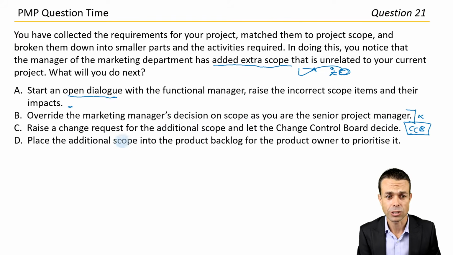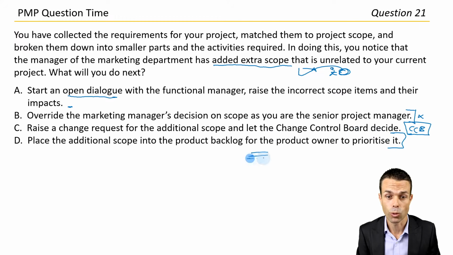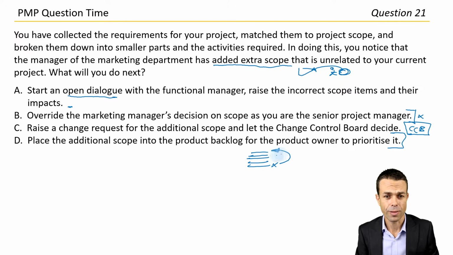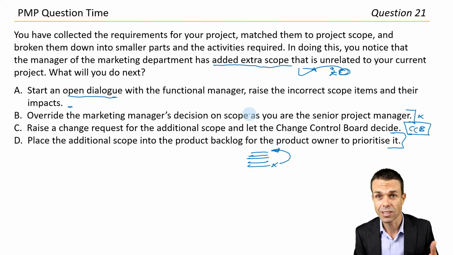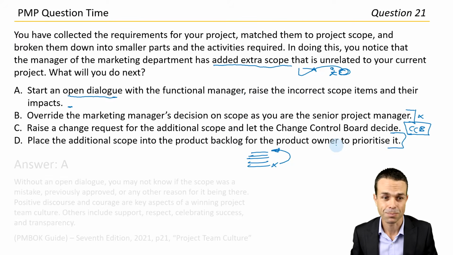Last one, place the additional scope into the product backlog for the product owner to prioritize it. That's also a really good one, especially from an agile perspective, because we might just have an ordered list and maybe that item just stays at the bottom of the list and it never gets prioritized to be worked on next. And that's fine as well. But that's one way to do it. I think still we want to talk it through because maybe it was a mistake. Maybe they can actually do it. Maybe it needs to be part of some other project. We just don't know until we talk it through. I think for that purpose, let's go with answer A.